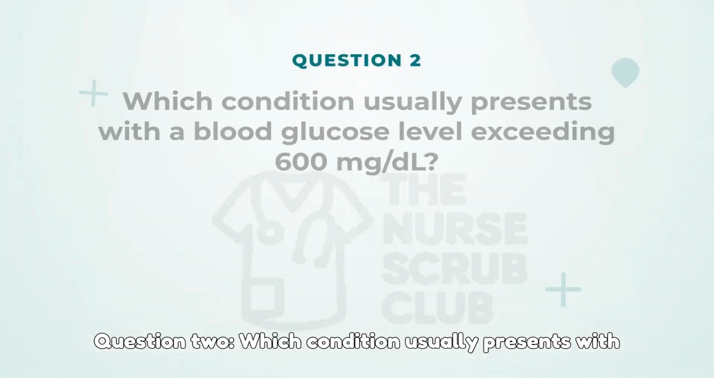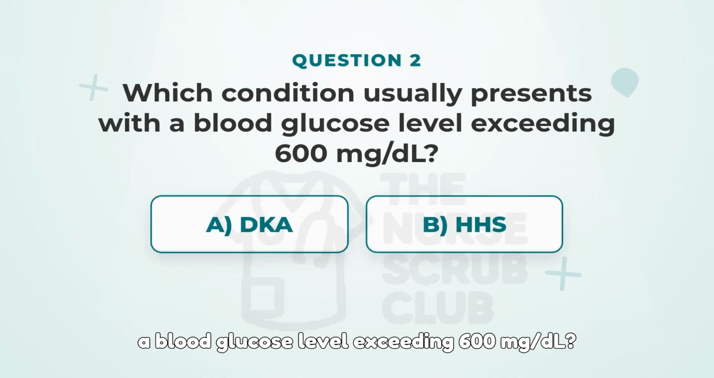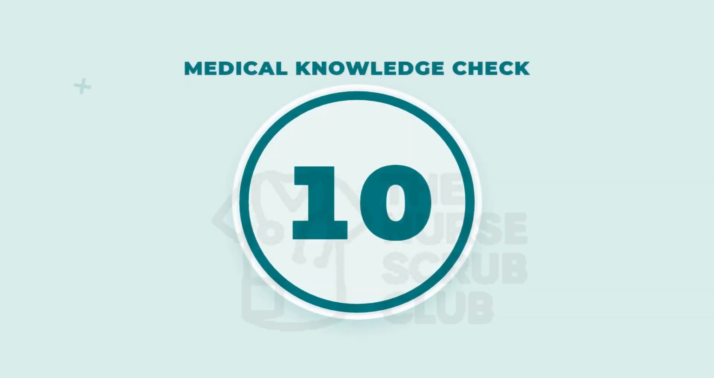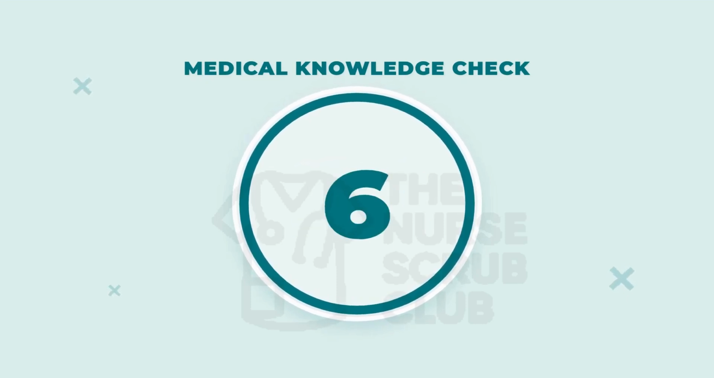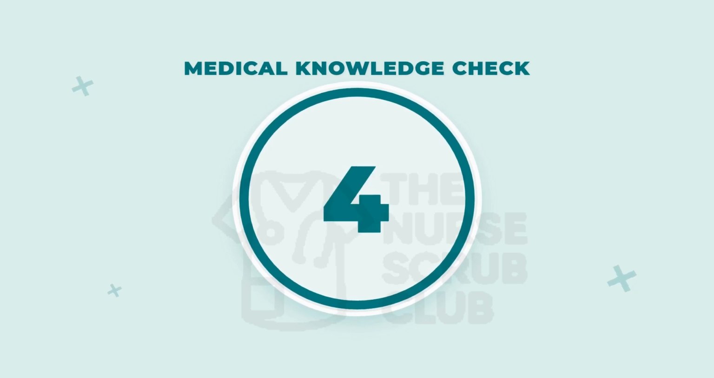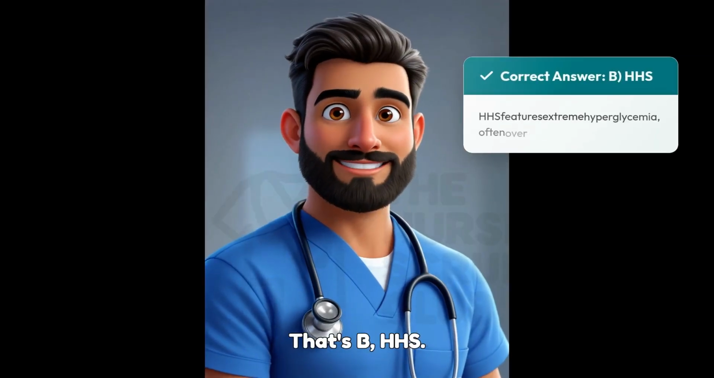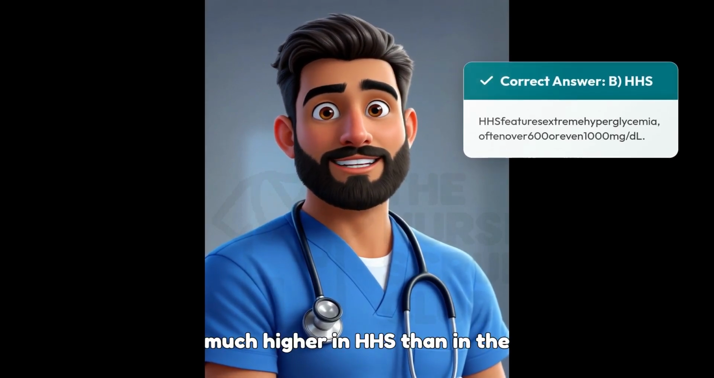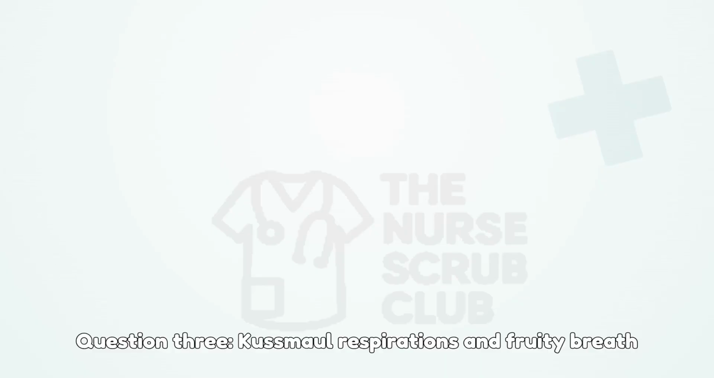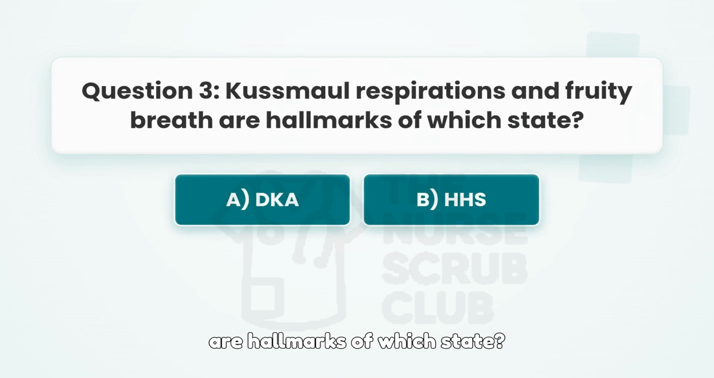Question 2. Which condition usually presents with a blood glucose level exceeding 600 mg/dL? That's B, HHS. Because it develops slowly, glucose can climb much higher in HHS than in the acute onset of DKA.